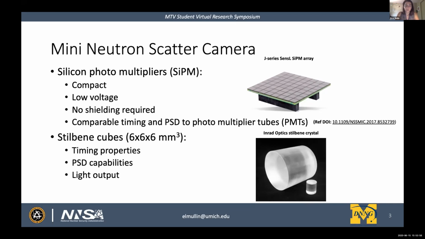We are also coupling still beam cubes to our SiPM arrays, and these still beam cubes that we're using are small, so they're 6 by 6 by 6 millimeters cubed, and you can see an example of a still beam crystal in the bottom right photo on the slide. Still beam cubes have excellent timing properties, really excellent pulse shape discrimination capabilities, and very efficient light output.